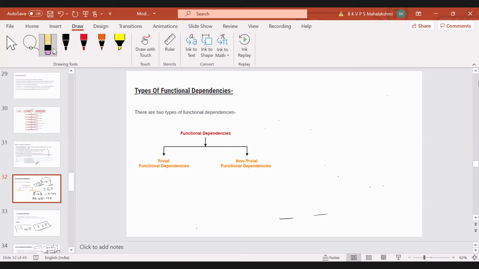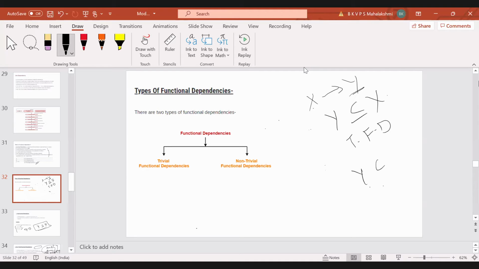We can also say whether a given functional dependency is trivial or not using the property Y is a subset or equal to X. In a functional dependency X determines Y, if the right side attribute is a subset or equal to X, then it is called a trivial functional dependency. If not, then it is a non-trivial functional dependency. This is the example.